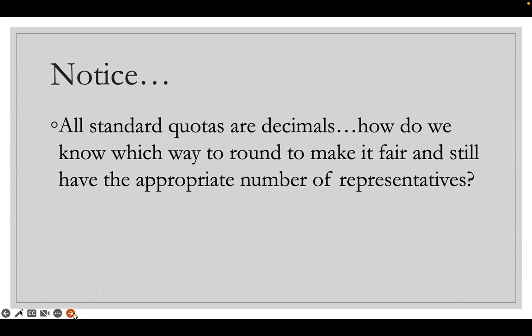But you'll notice that all standard quotas in this case are decimals. So how do we know how to make it fair? Because you can't say, well, you get 10.7 representatives. How do you have 0.7, right? Representatives are people, like whole people. So how do we do this to make it fair and still have the appropriate number of representatives? Well, my friends, there's multiple ways to do that, and we're going to find that out in future videos. So have fun watching those.